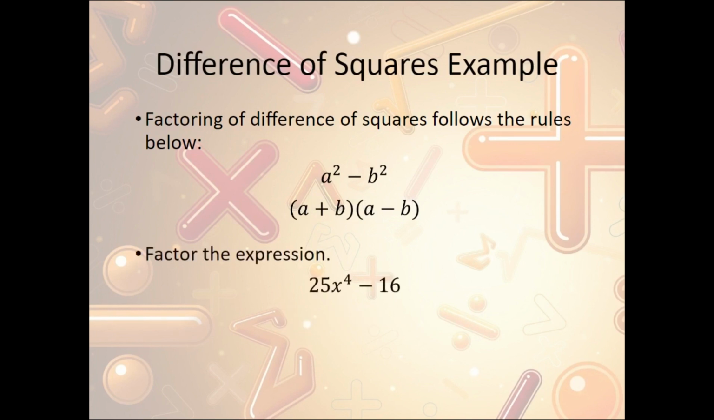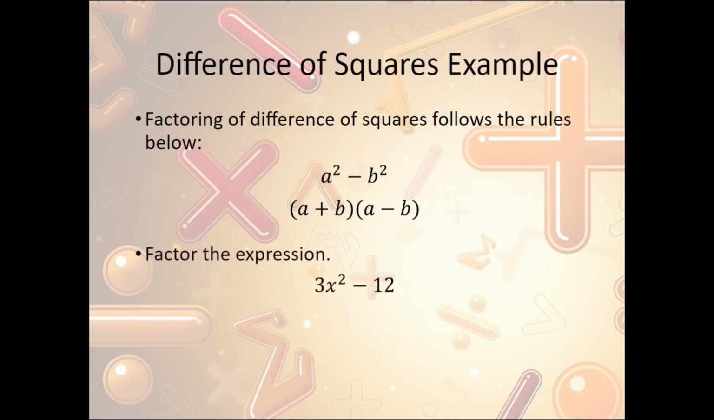So again, another example, 25x to the 4th minus 16. Well, we have a power of 4 here, but is that still a perfect square? We know 25 is a perfect square, and then x to the 4th is really x squared squared. So we can go ahead and enter that in. So this is 5x squared plus 4 times 5x squared minus 4. And that would be our difference of squares.